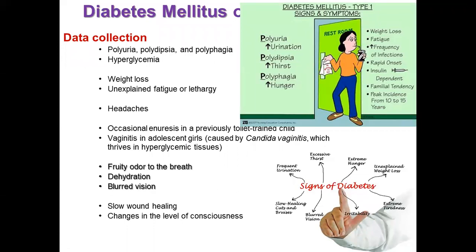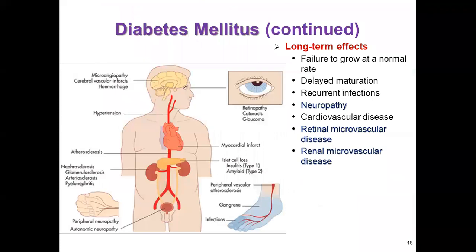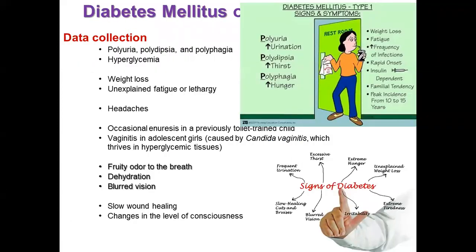In late stage, the patient develops a fruity odor of breath, right? Fruity odor because of ketone body formation, and also Kussmaul respiration. Dehydration, the complications of blurred vision, slow wound healing, also change in the level of consciousness, right? So change or decrease in level of consciousness is also a sign of hypoglycemia.